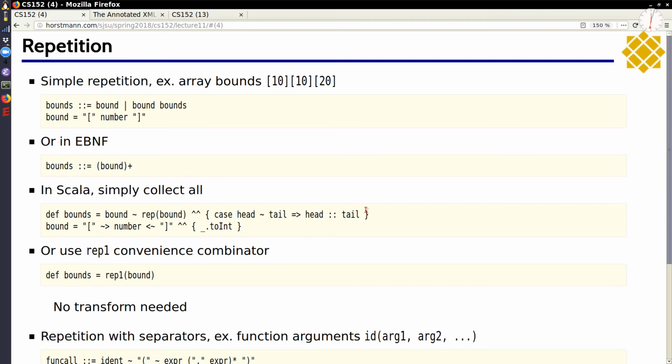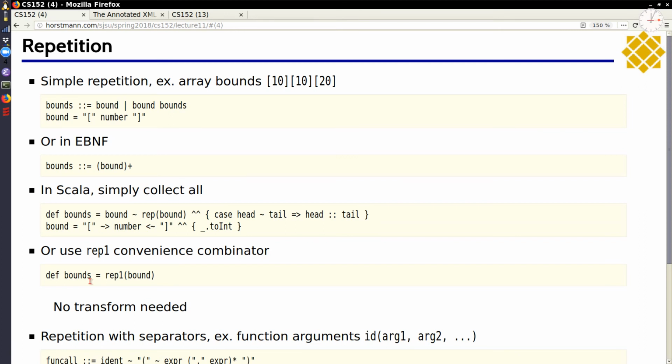As it turns out, because this situation happens so often, where you want 1 or more and not 0 or more, some friendly soul has written a rep1 combinator that takes care of the 1 or more case automatically. So what you really would do in Scala is just use rep1 and say bounds is rep1 of bound. And notice now you don't have to do any more transformation, because rep1 returns a list of length at least 1 that contains whatever bounds there are in here. So having another look at def bounds, notice I didn't even specify a type.